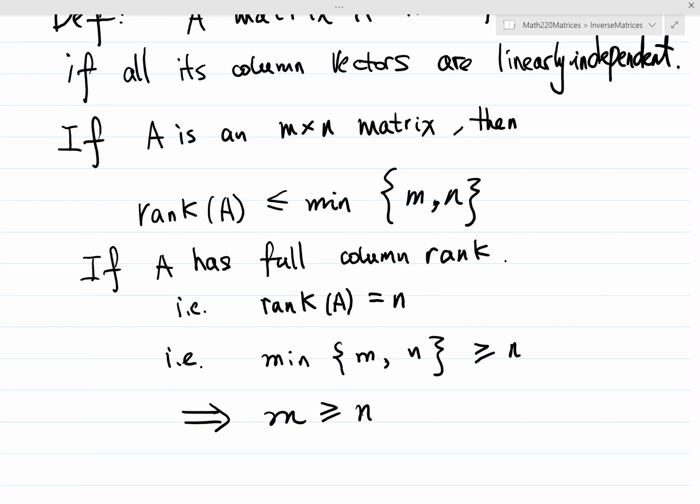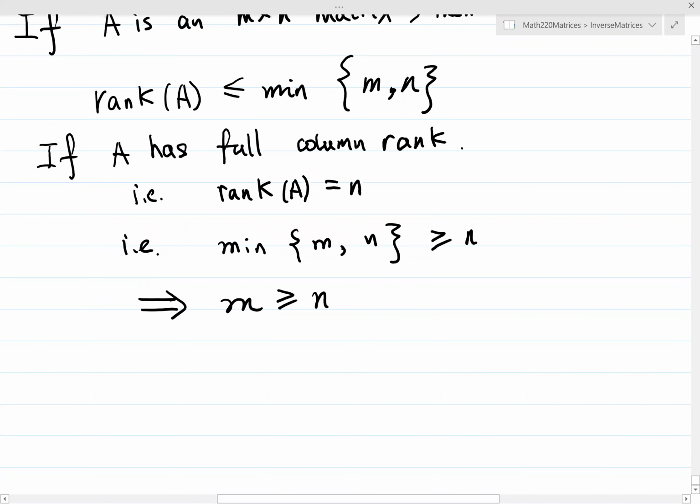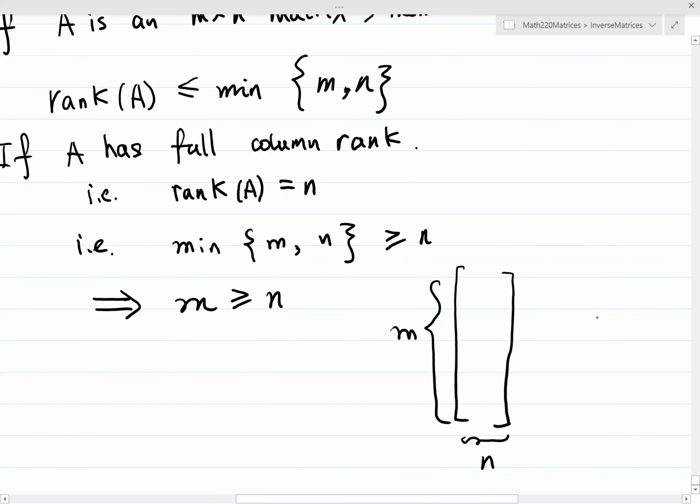So here, m is the number of rows. This means we have more rows than columns, possibly. So we have m rows, row 1, row 2, up to row m, and the columns numbered 1, 2, 3, 4, up to n. So this matrix A has more rows than columns, which means this matrix is really thin. Really thin.